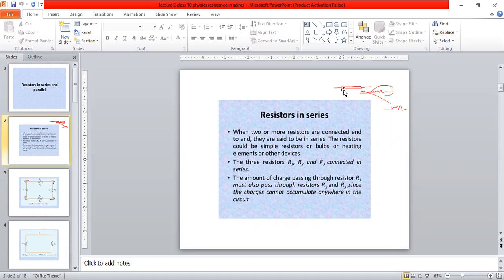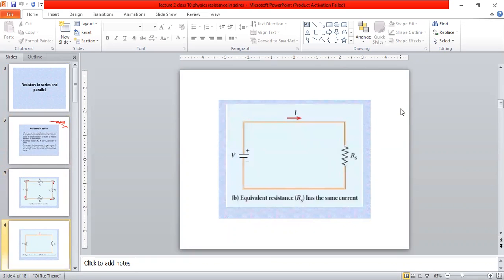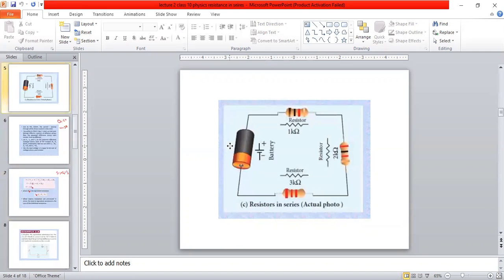You can understand resistance by this figure; we represent resistance with this figure. In the actual figure, when you have two or more resistances, you can calculate the equivalent resistance. Here the equivalent resistance is denoted by S, but you can also denote it by E. The amount of current is the same in the whole circuit through each resistance.